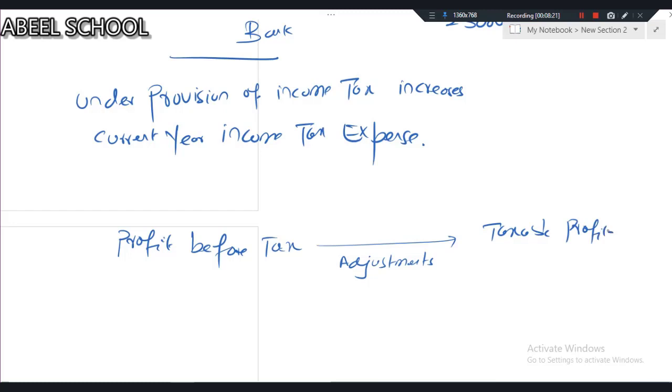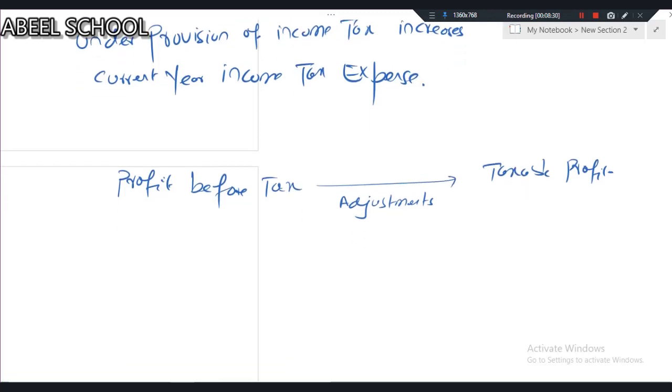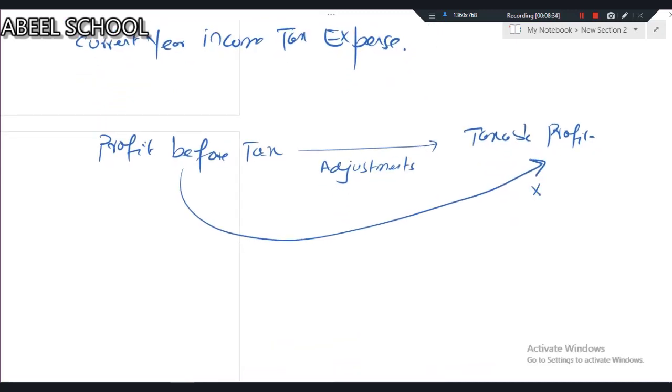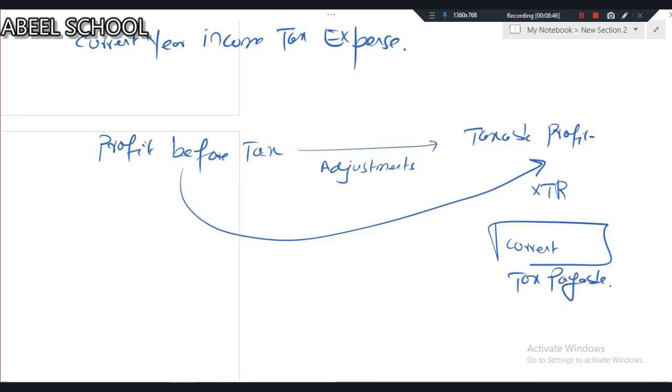So actually the tax rate is not applicable on accounting profit. Tax rate is actually applicable on taxable profit. Through some adjustments, we convert accounting profit to become taxable profit, and then taxable profit into tax rate gives you the current tax payable. Because we do not pay tax on accounting profit, we pay tax on taxable profit.